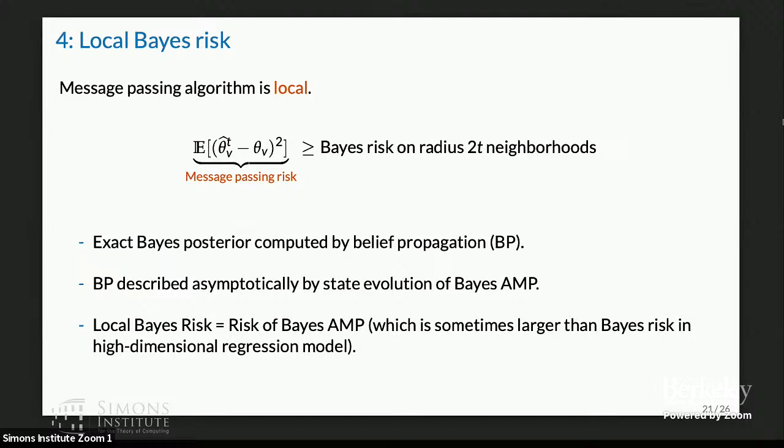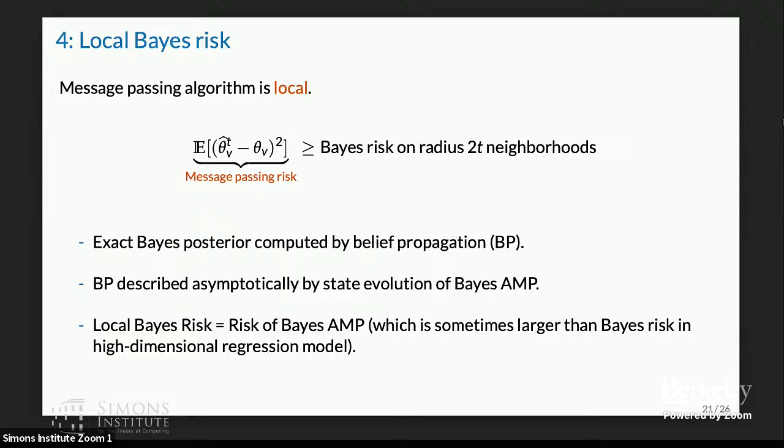Okay, so I can compute this posterior exactly using belief propagation, which is sort of a message passing algorithm. It's not of the form I showed you because it tracks more than just scalar quantities, but it's described asymptotically, in the N over P going to delta proportional asymptotics, by a state evolution. So it's summarized by a few scalar quantities, the same scalar quantities that summarize AMP. And its state evolution is the same as the state evolution that Bayes AMP has.